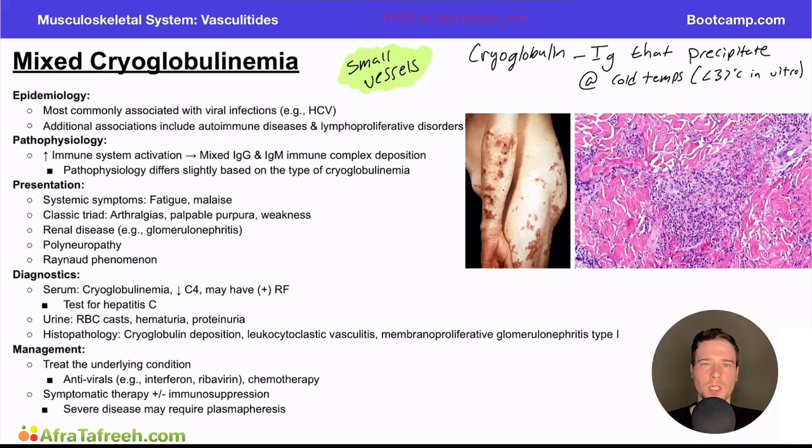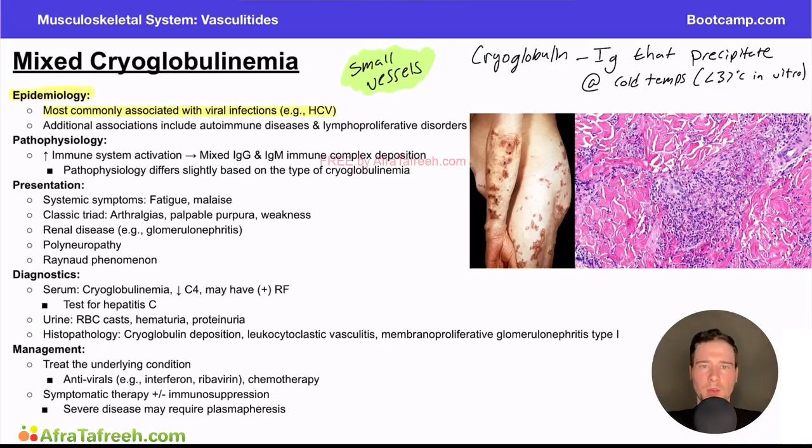The cryoglobulins precipitating is how we get to this name, mixed cryoglobulinemia. There are a variety of different cryoglobulinemias, but the mixed cryoglobulinemia that we're talking about here is typically a combination of type 2 and type 3, but we don't necessarily need to know the details of those different classes for this level. When we think about the epidemiology, this is most commonly associated with viral infections. This can include things like hepatitis C virus. This is one of the ones I see most commonly tested by exam writers. They also like you to know that this can be associated with autoimmune conditions and lymphoproliferative disorders as well.